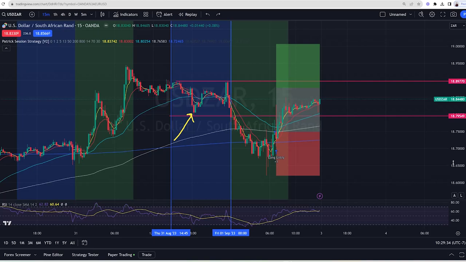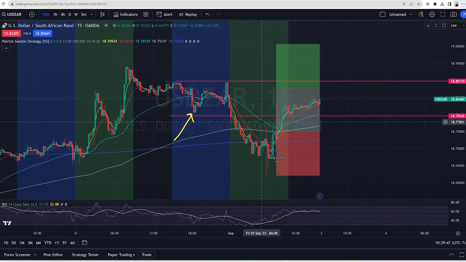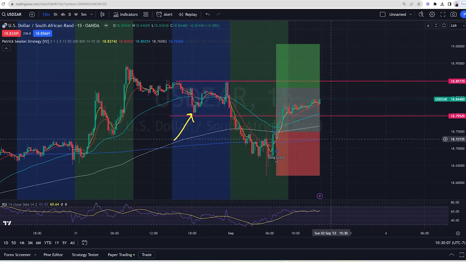The first of which is the location of the EMAs. This isn't happening in this example, but in certain circumstances, the aqua line will actually cross below the gray or the blue line in the green session before an entry presents itself. What you want to do is get in the habit of, when an entry presents itself, such as right here on this candle, asking yourself, is the aqua, gray, blue in that order? Now, if you're bullish, the aqua is going to be on top, gray in the middle, blue on bottom. Gray is always in the middle. And if you're bearish, aqua is on bottom, gray is in the middle, blue is on top.